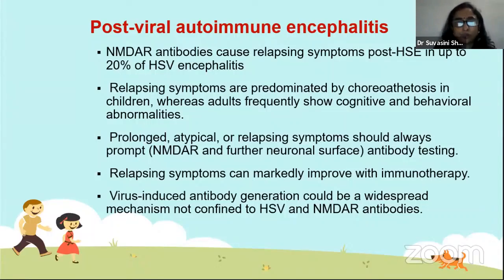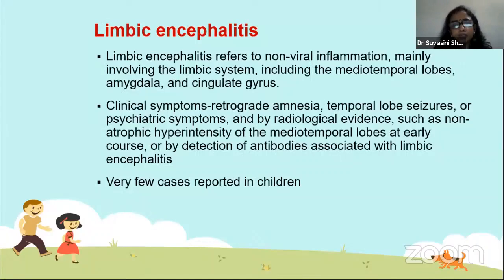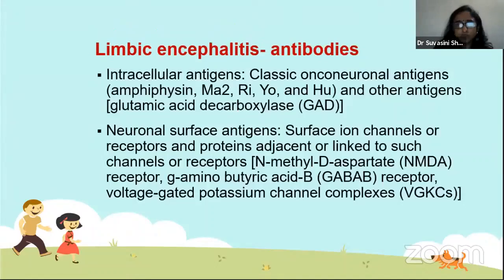The patients will improve. Coming to the other types, like I said, these are very, very rare. So I'll describe them very briefly. Limbic encephalitis is non-viral inflammation of the limbic system, which means the mediotemporal lobe, amygdala, and cingulate gyrus. So this is the temporal lobe, mainly deals with emotions and memory. So patients will present with amnesia, seizures, psychiatric disturbances, emotional problems, and this is really very, very rare in children.